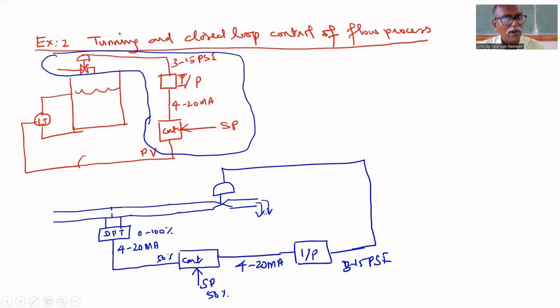This is the conventional flow process. But in the lab, it is slightly different. Here, the problem is, how is the flow rate adjusted here?